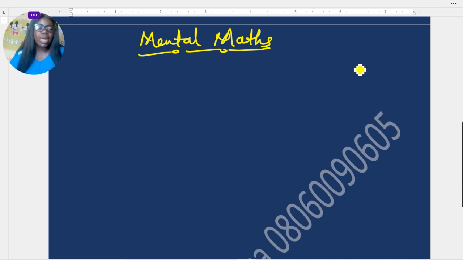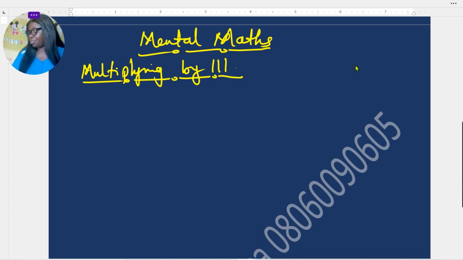All right, so now we want to learn how to multiply by 111, the simplest way. Multiplying by 111. Please type in the comment section, I will be fast. I will think fast, because I want everybody to be fast in this class.